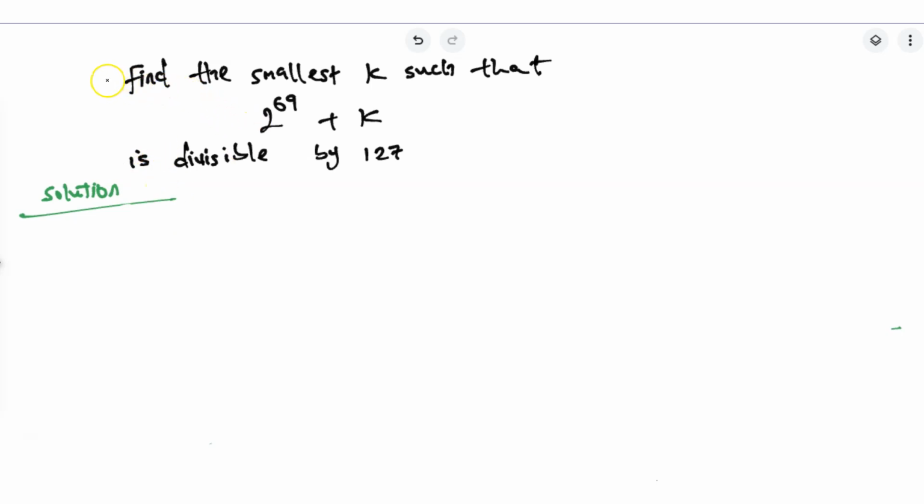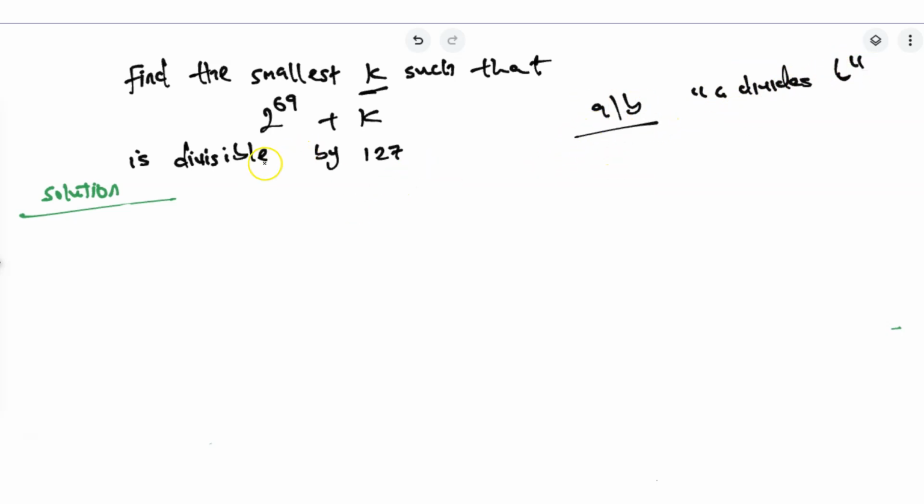Here's a nice problem on number theory. In this problem, we are asked to find the smallest k possible, such that 2 to the power of 69 plus k will be divisible by 127. And here's a neat notation for this. If a divides b, we write it as a | b. So this means that a divides b, for those who are not familiar with this notation.